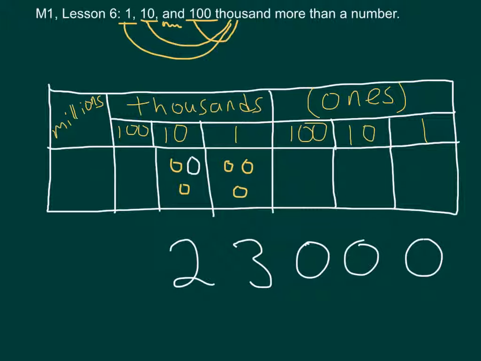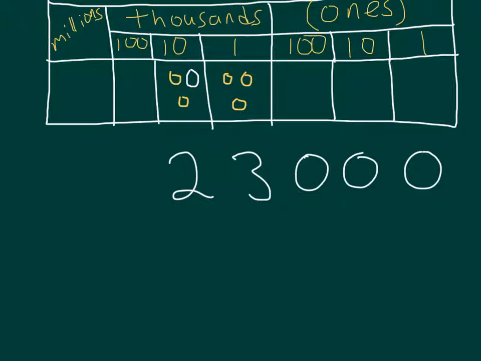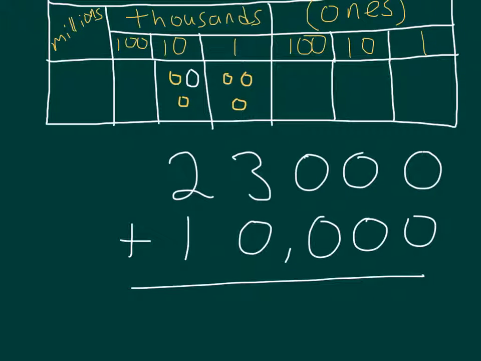So now we can see what our final answer is. We'll scroll up here a little bit. So if we wrote that out, we would say 23,000 plus 10,000 equals, and we look up here and we say, well, there's a 3 here and a 3 here, so we would write the answer 33,000.